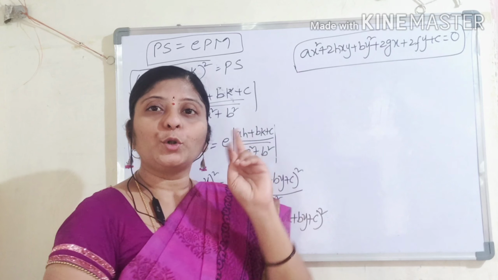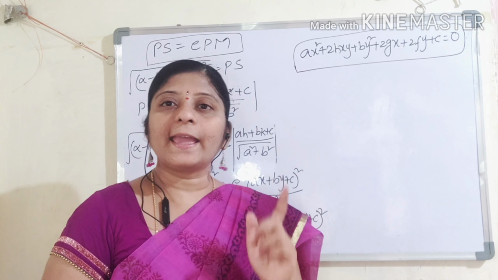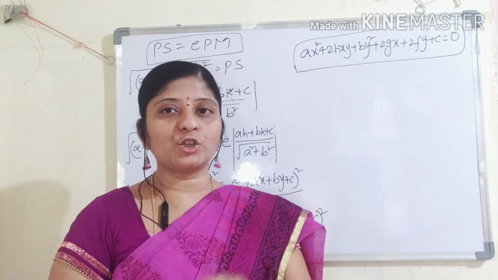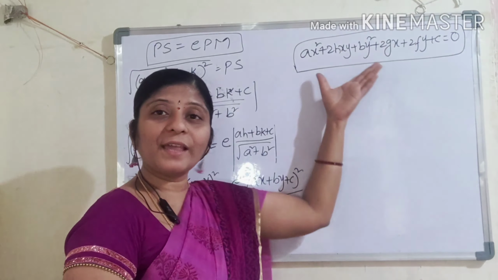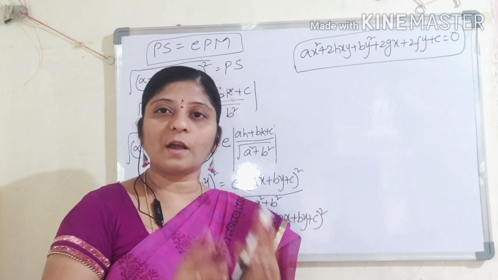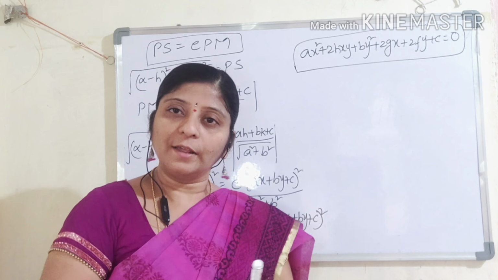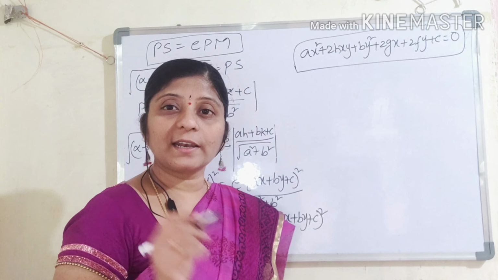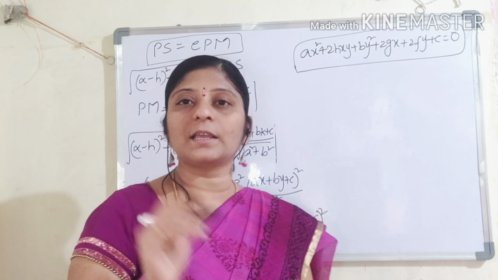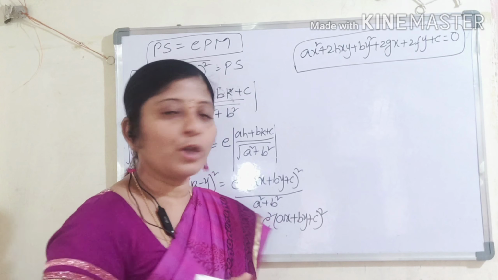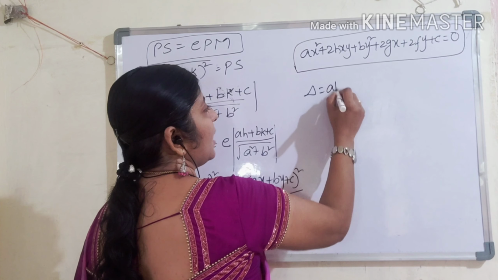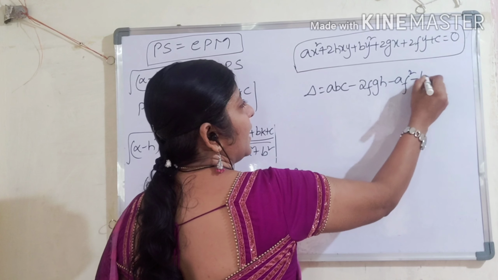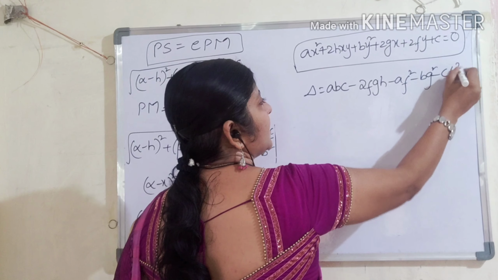It can represent two straight lines, a1x plus b1y plus c1 and a2x plus b2y plus c2. This equation is then the combined equation of two straight lines, that means a pair of straight lines. If a second degree non-homogeneous equation should represent a pair of straight lines, then we have the condition delta is equal to abc plus 2fgh minus af square minus bg square minus ch square.